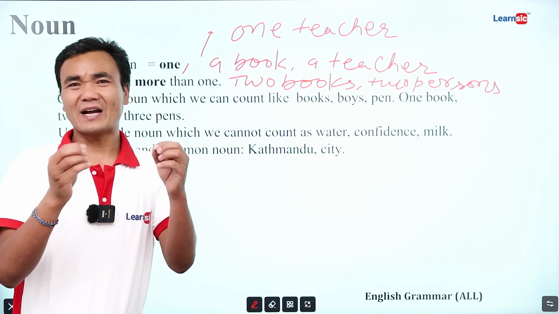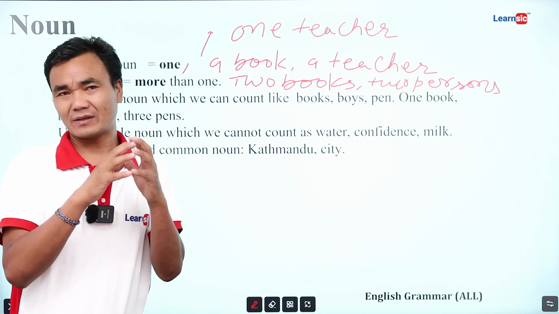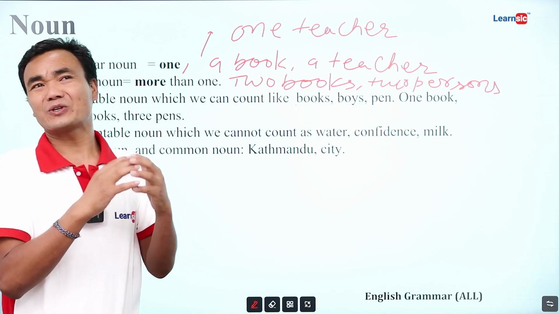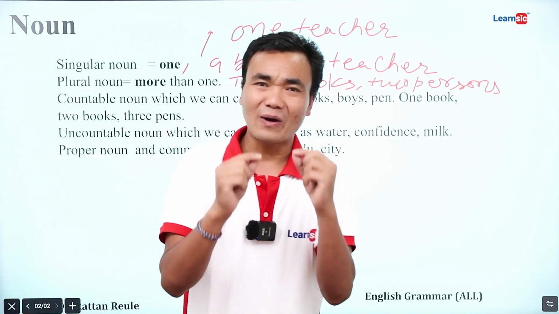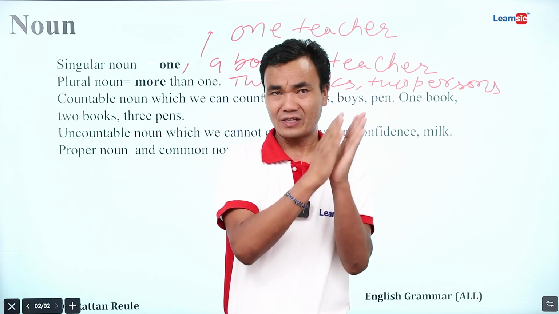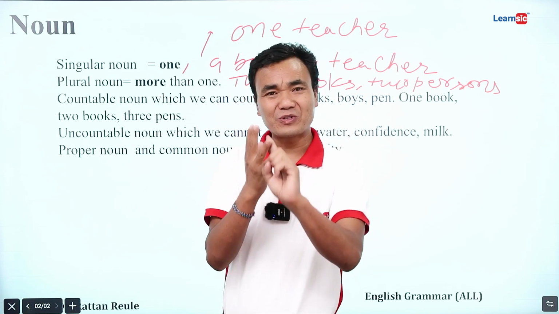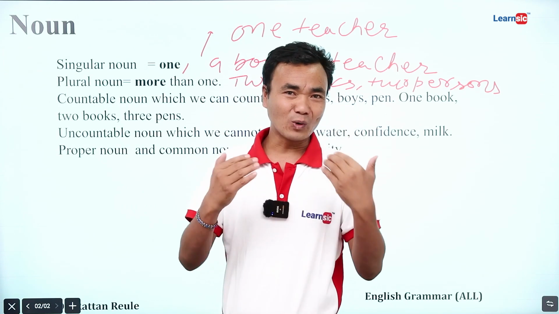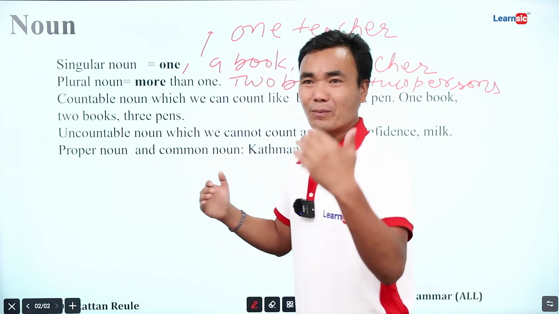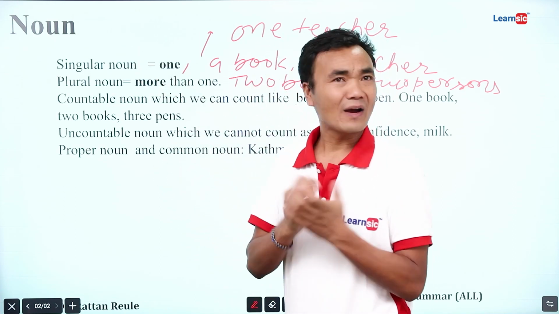Just try to understand: a singular noun refers to only one person, one object, one thing, and more than one is called plural in English noun, right?